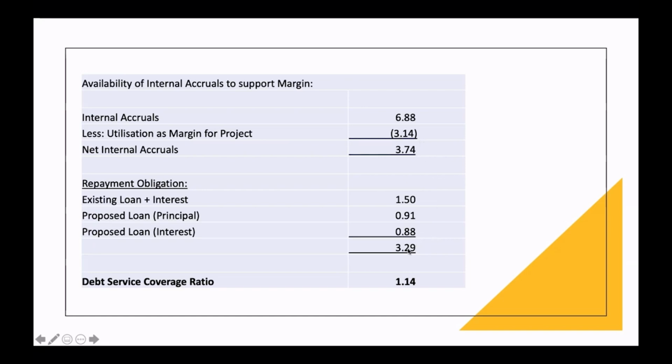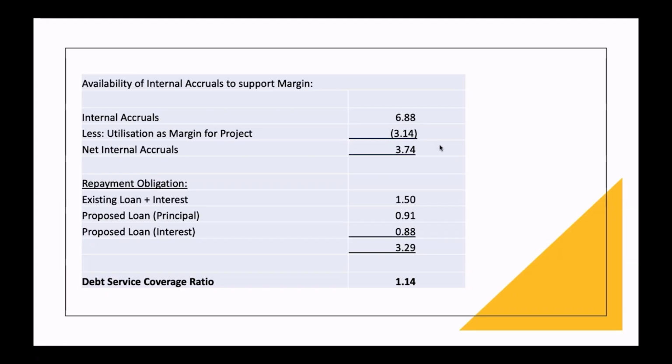3.74 divided by 3.29 gives gross DSCR as 1.14 times. Of course, the ratio is greater than 1, but most of the banks have their minimum gross DSCR as 1.5, and public sector banks insist on 1.75 level. So here the DSCR is only 1.14. Because of that reason, we have to say no for utilizing the internal accruals as margin for the project.